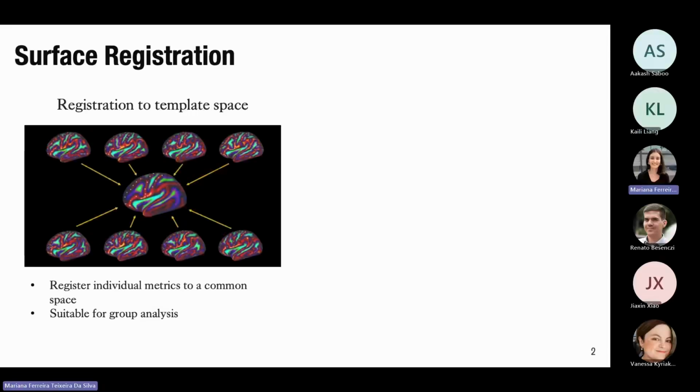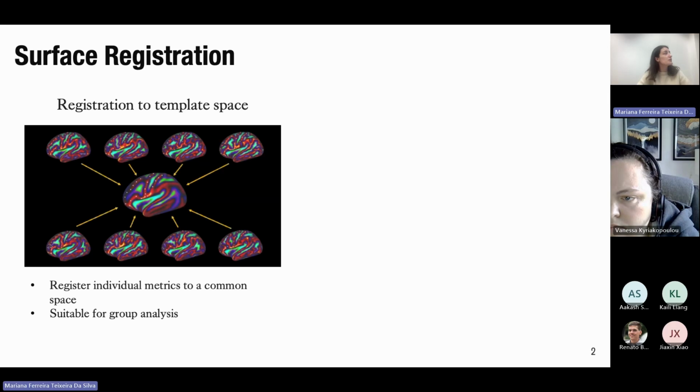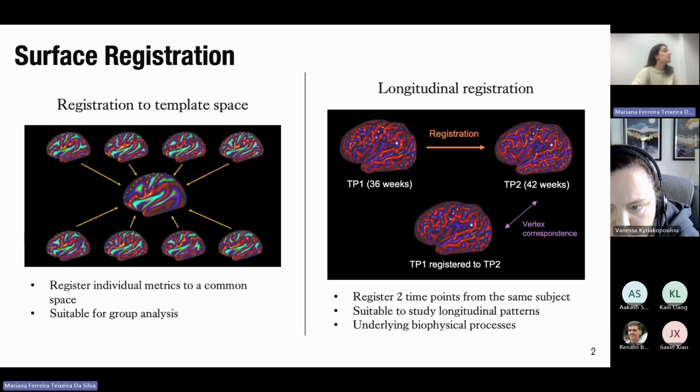Most people before were talking about registration to a template space, most cases that we heard on Wednesday, although Emma talked a bit about registration overall. This is where we register individual metrics to a common space, and it's particularly suitable for group analysis.